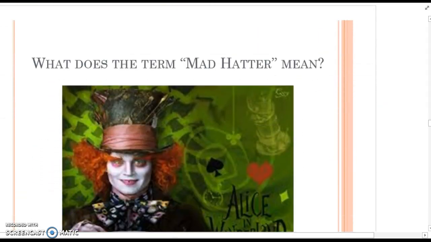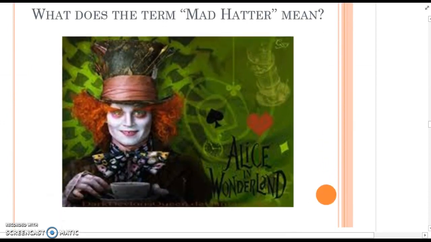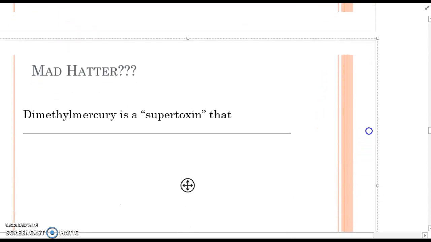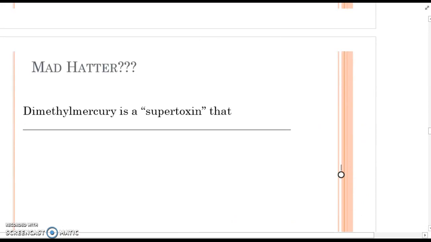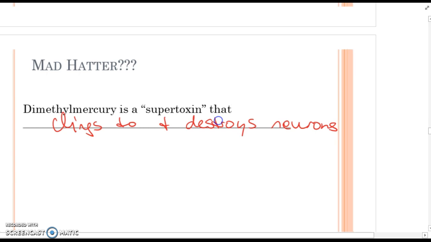And you may have heard the term Mad Hatter, especially from Alice in Wonderland. Just a side note here. Mad Hatter is caused by dimethylmercury, and it's a super toxin that actually, we're going to call it, clings to or holds on to and destroys neurons. So the things that would cause you to move or not move, get information or not get information. One recent example is from a few years back, about 1996.